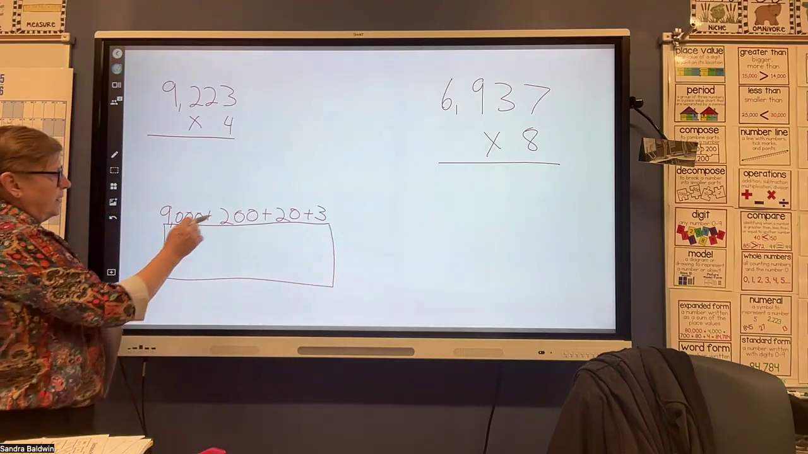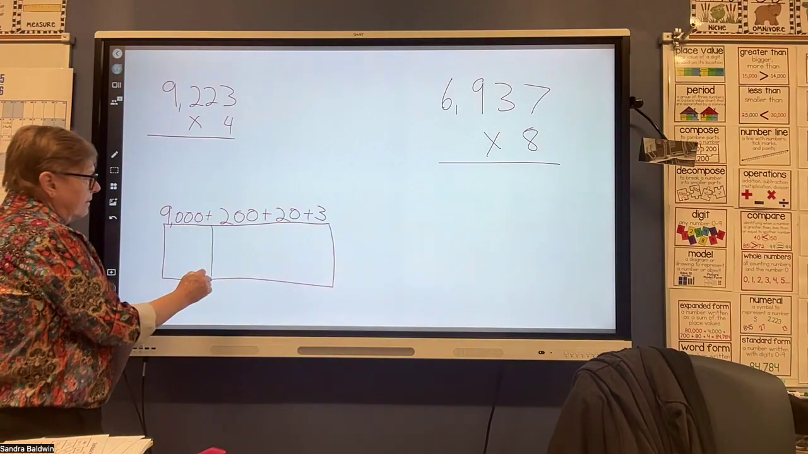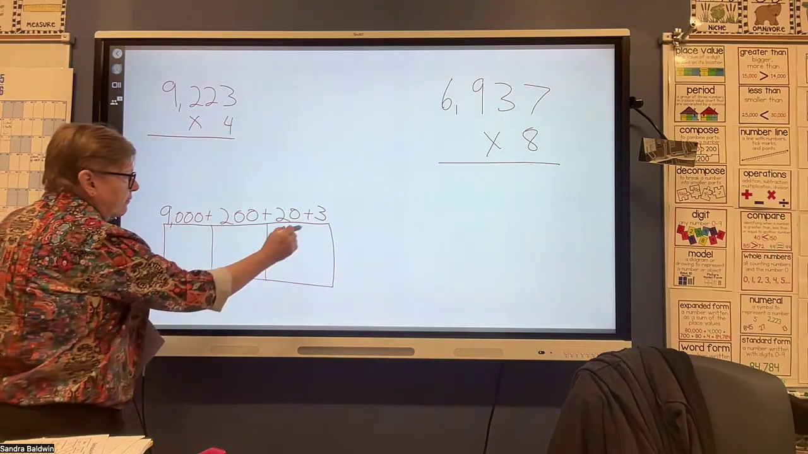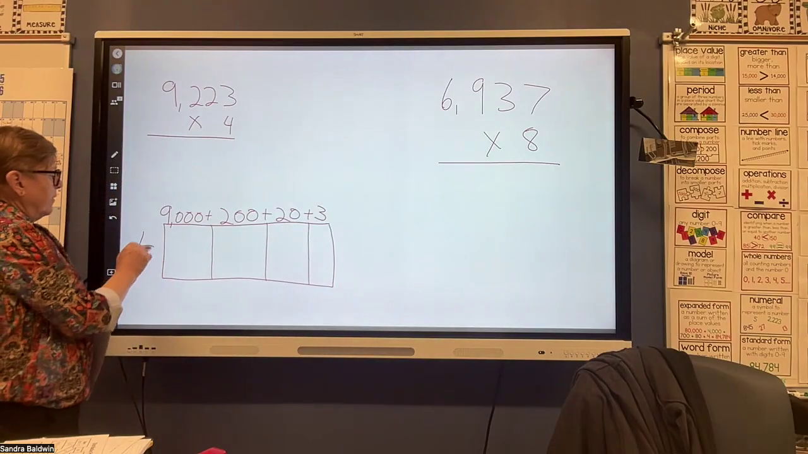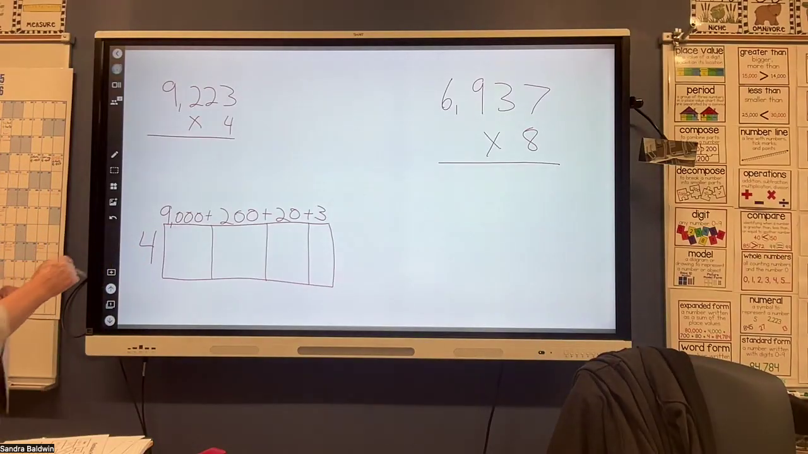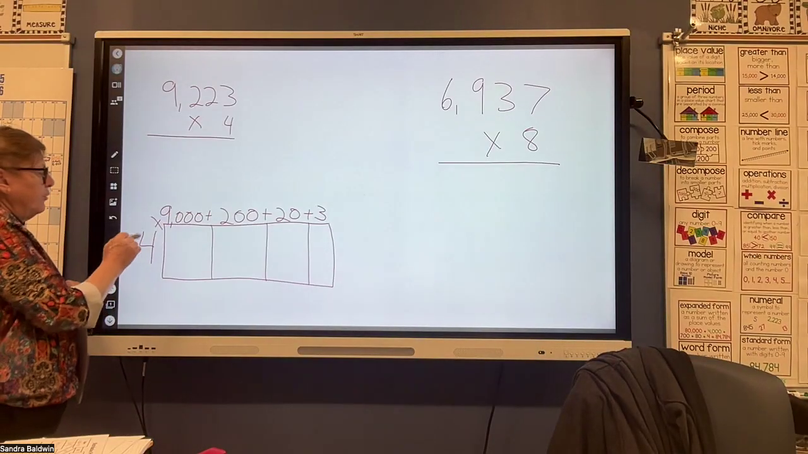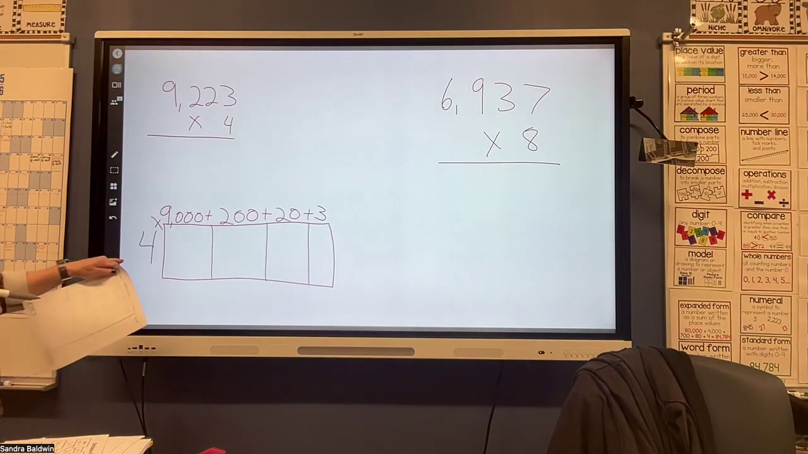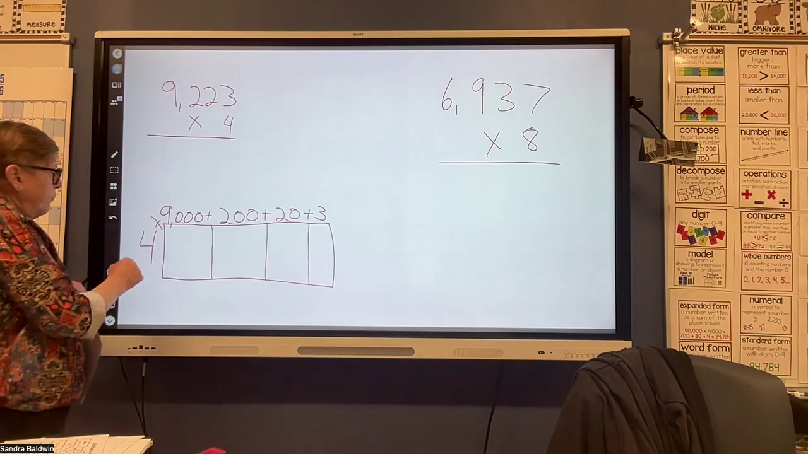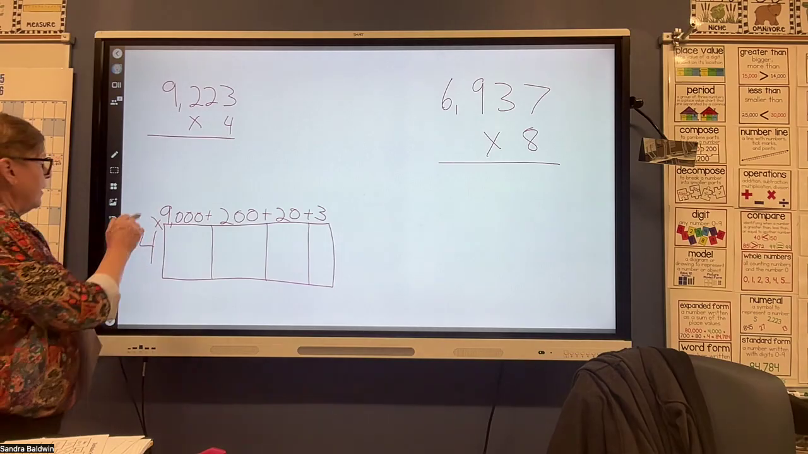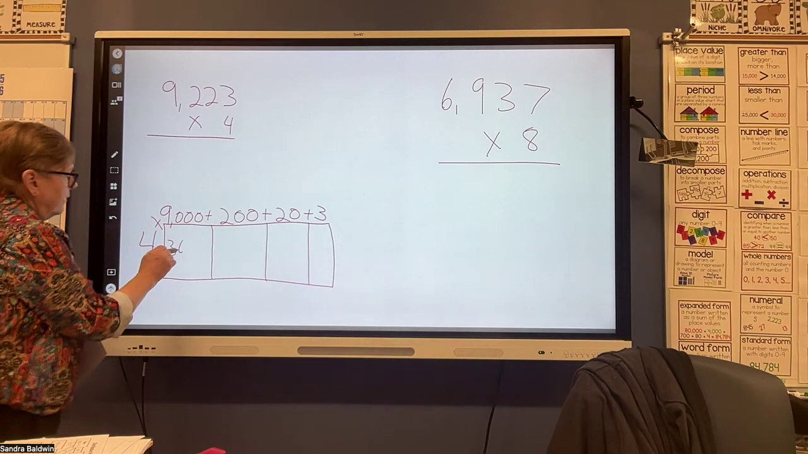Everywhere there is a plus sign, I'm going to put a line that separates the values. My single factor is going to go over here, which is 4. And remember, we multiply each value by that single factor. So 9,000 times 4 would be 36,000 because 9 times 4 is 36.